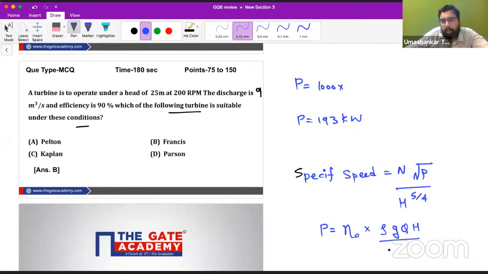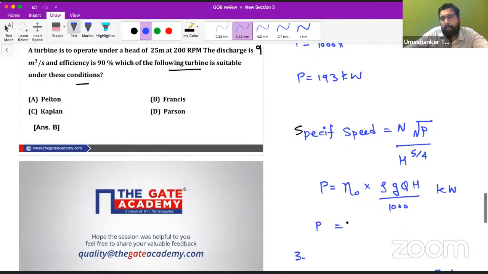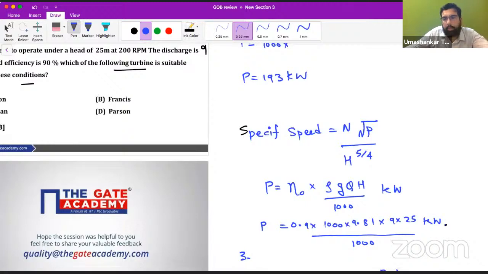And we can also divide it by 1000 because we want it in kilowatt, because in the specific speed formula, P is to be written in kilowatt. So this is going to be 0.9 into rho, that is 1000, into 9.81 into 9 into 25 by 1000 kilowatt. So we'll be getting the power as 1986.5 kilowatt. This is your power here.